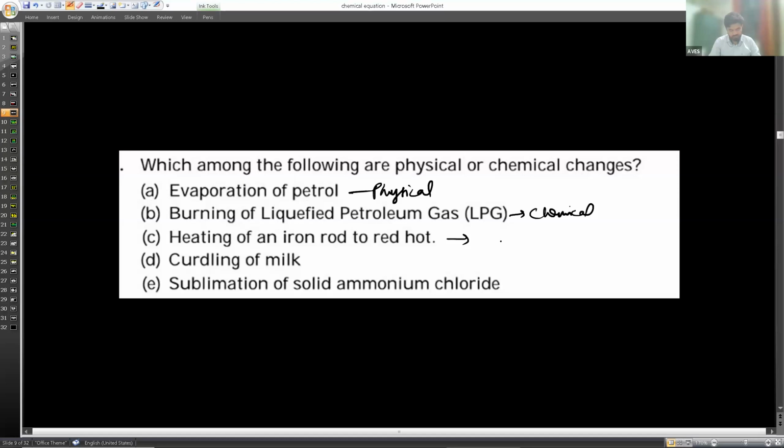That one is physical. Let's see this one. Carding of an is chemical. Chemical. Sublimation of ammonium chloride: physical. That one is physical.